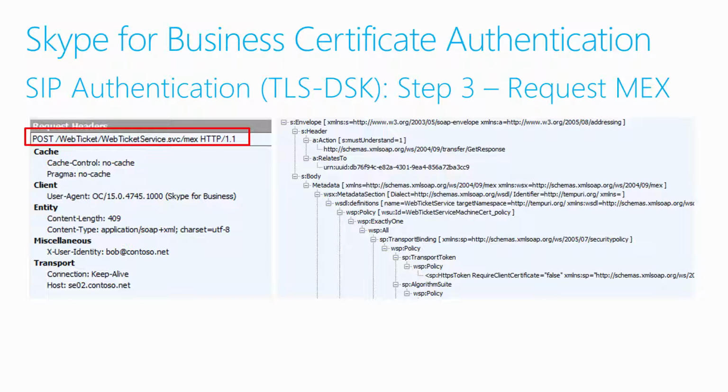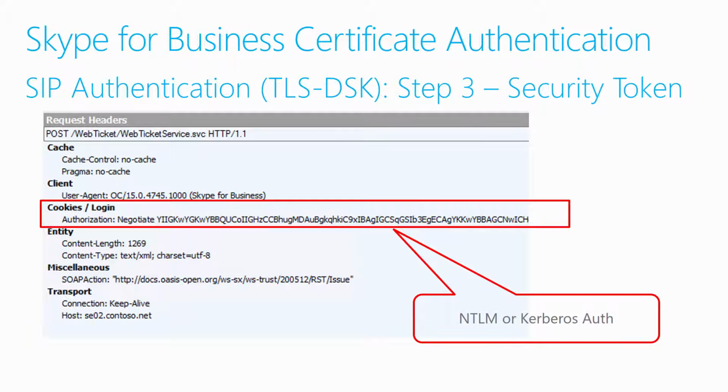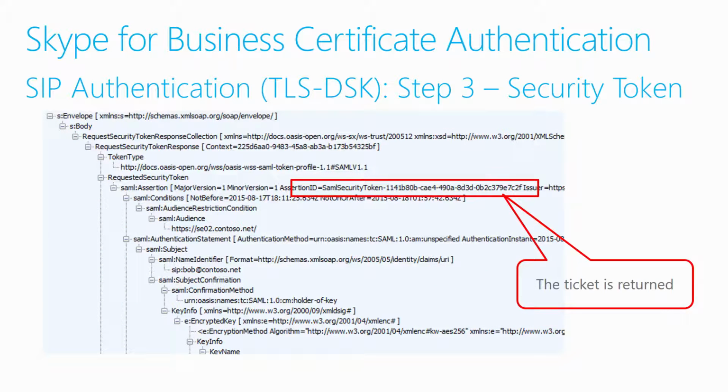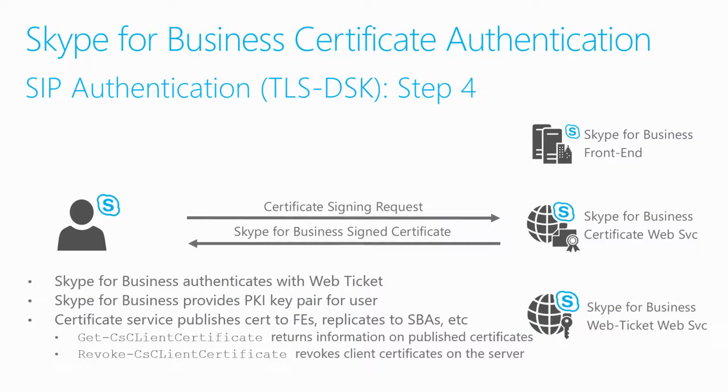So this is the request that we are sending. So we want to get here this information, and here you can see the security token that we are sending. And since this is negotiate, it's most likely NTLM or Kerberos authentication. And then we can see here the response from the server, and that includes the security token. That's actually our web ticket that we can now use. And that's exactly what we're going to do in the next step.